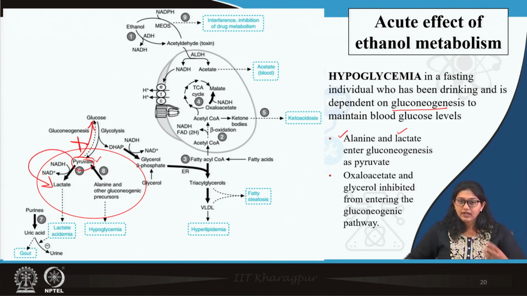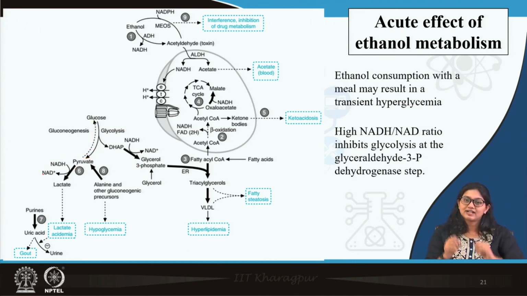Moreover, again if you remember, the oxaloacetate present in the TCA cycle is also depleted, because oxaloacetate is converted to malate. Just in the previous slide I told you, because there is availability of NADH in mitochondria, oxaloacetate is basically converted to malate. So the neoglucogenesis is hampered. So the person is going into hypoglycemia.